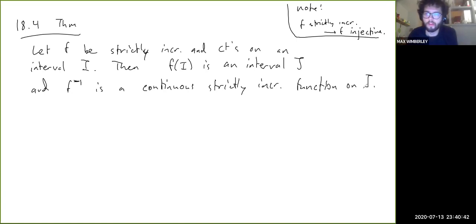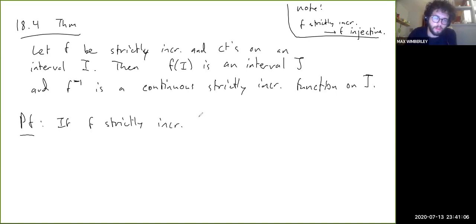Yes. Okay. This is more or less, I mean, they phrased it slightly more delicately in the book, but this is basically what we're going to try to show. So what they do is they kind of delegate most of the proof to a slightly different thing. So what they say is, okay, if f is strictly increasing, then clearly f inverse exists on J because f is one-to-one, right?